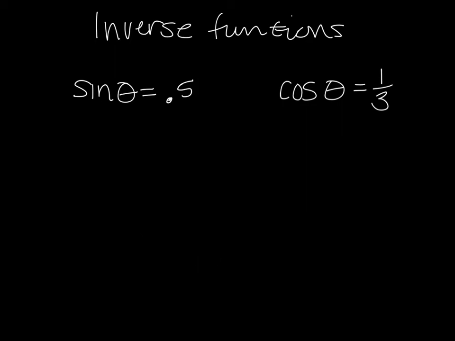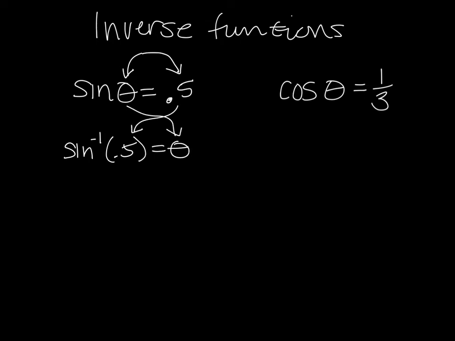So the idea of inverses here is that we're going to switch. This would be our x, and this would be our y value. We're going to switch these. And to show that it's an inverse, we have two ways of doing this. I can say sine inverse of 0.5 equals theta. So if you notice, 0.5 went there, theta went there. That's all that changed, other than I also changed this guy right here.